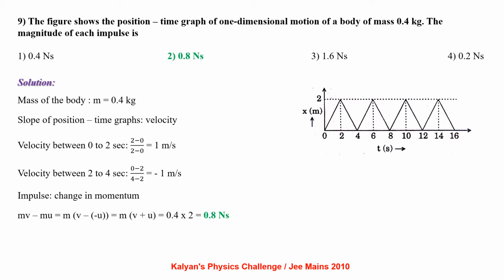So impulse is taken as change in momentum. So that is mv minus mu. That is m of v minus of minus u, because the direction is reversed. So it comes out to be 0.8 Newton second.